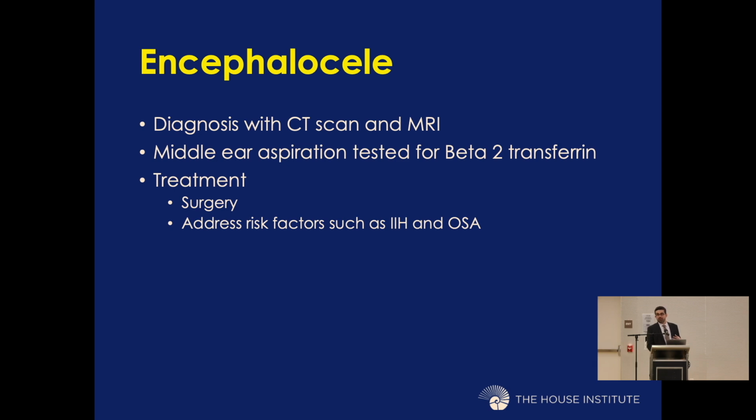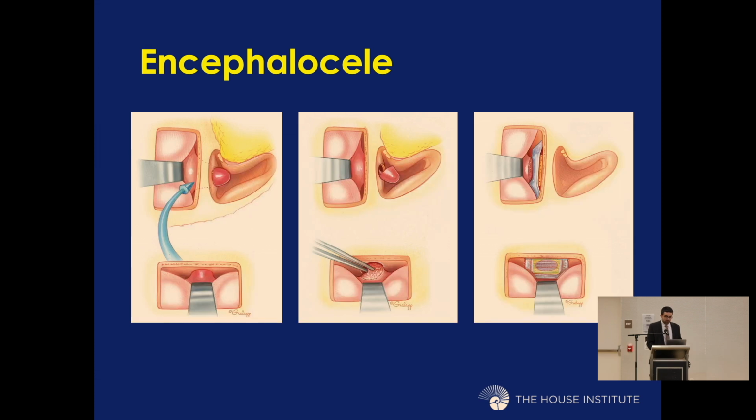And if they have risk factors such as obstructive sleep apnea or intracranial hypertension, we would have them either see a sleep medicine doctor or a neurologist to have those addressed. In terms of surgery, there are different approaches. There's transmastoid that's just done through a mastoidectomy approach. You essentially try to fix it from below.